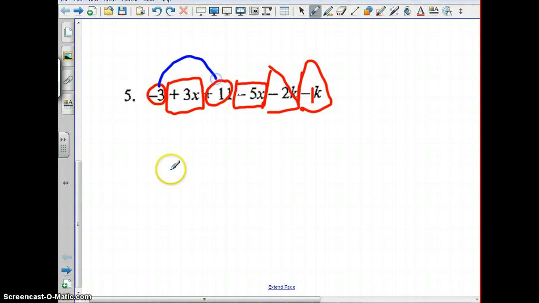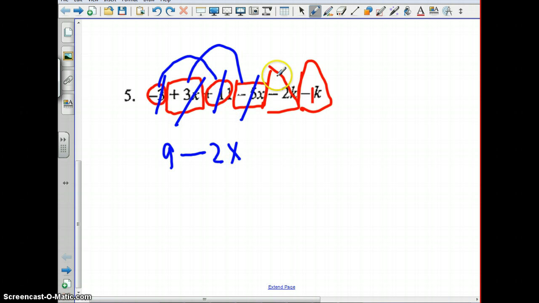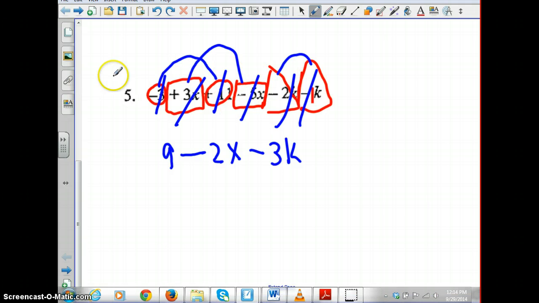Negative 3 plus 11 is positive 9. 3x plus negative 5x is? Negative 2x. Yeah, since it's negative, we put in minus. And then negative 2k plus negative 1k is? Negative 3k. Once again, if you're forgetting how to add negative 2 plus negative 1, most of you got that, but check it on a calculator now, let's not miss these because you're forgetting your integer rules.